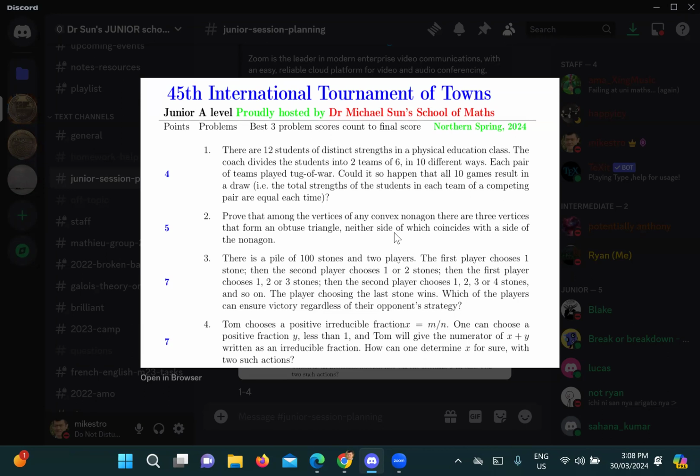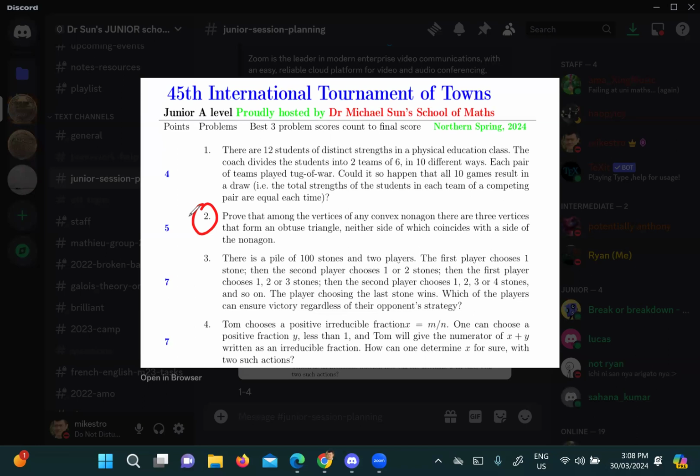Basically, we're talking about question two, and we're trying to show that among the vertices of any convex nonagon, there are three vertices that form an obtuse triangle. And the condition is the sides of the triangle can't coincide with the sides of the nonagon. A lot of people had really good ideas.